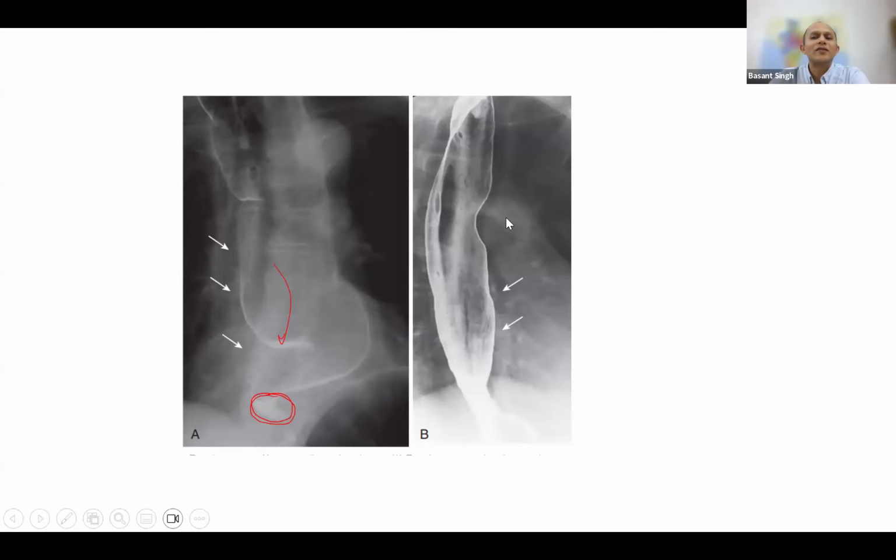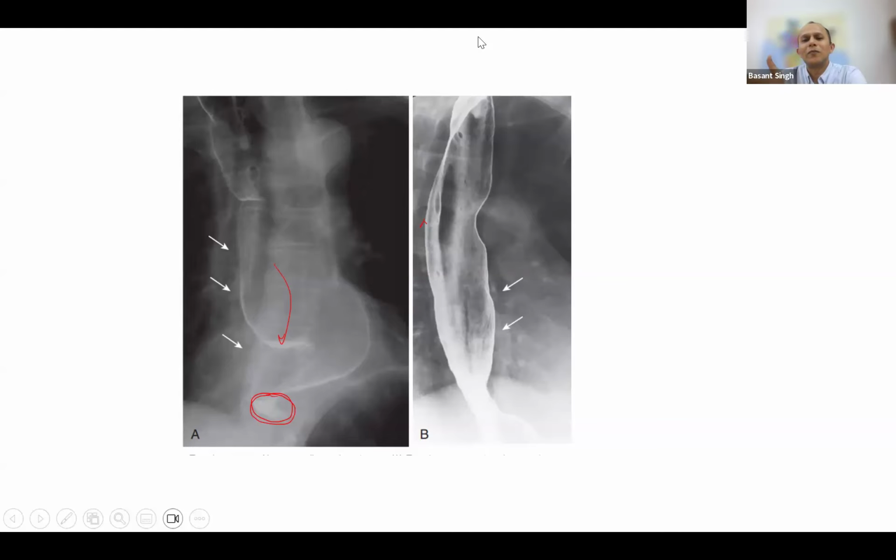Yes, IEM is also seen in GERD. Very nice. If you have long-standing reflux disease, the acid will injure the muscles of the esophagus, because acid reflux causes myositis. So the muscles become ineffective. So we have this IEM. What is the implication of IEM?